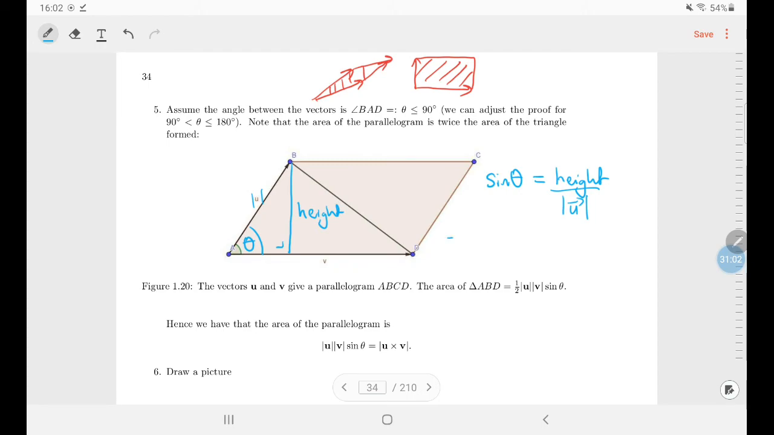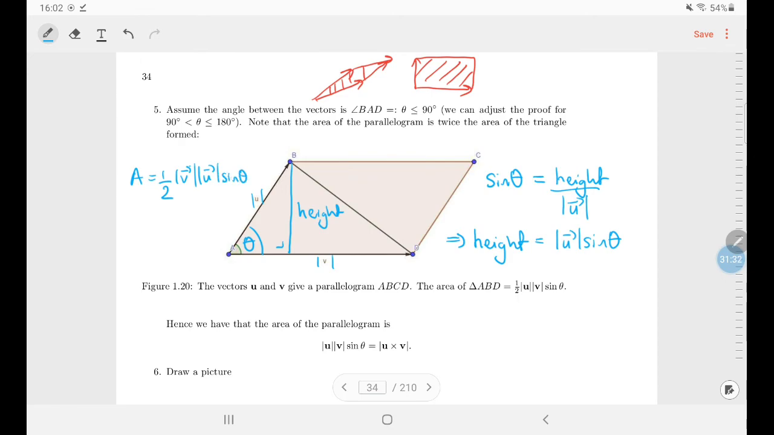So if I multiply both sides by the length of u, this perpendicular height in this vector is equal to the length of u times sine of theta. And what that means is the area of a triangle being half the base by the height, and the base is the length of v. So the area of this triangle is half the base, which is length of v, by the perpendicular height, which is length of u times sine of theta, which we found. And that's the same as this thing.